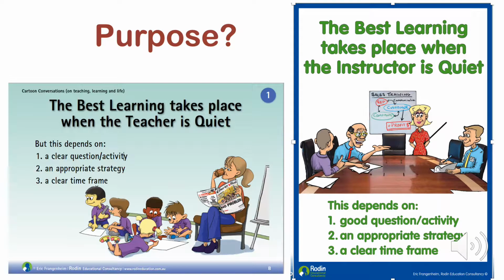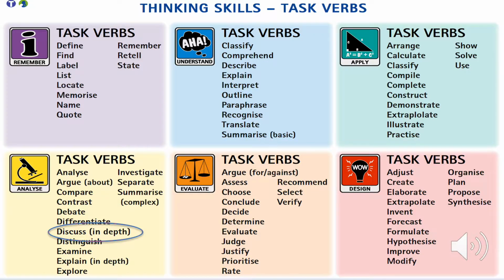My strong belief as a teacher is that the more we keep quiet, the more learning takes place. But it depends on 3 points. Number 1, offering a very clear question or activity, which must contain an explicit skill or a task verb, such as discussing or deciding. It then needs an appropriate thinking tool or template. For discuss, we might use a SWOT analysis and then a very clear time frame.